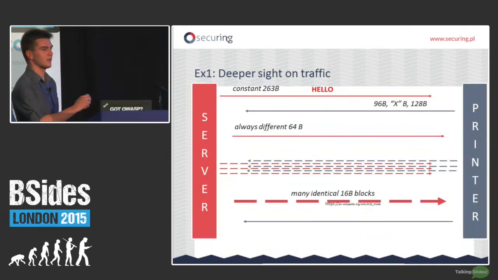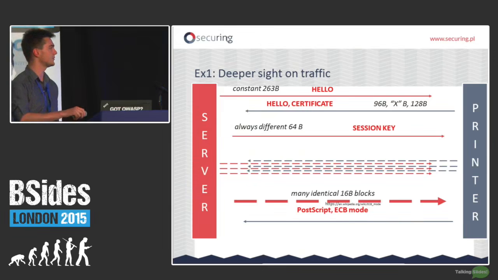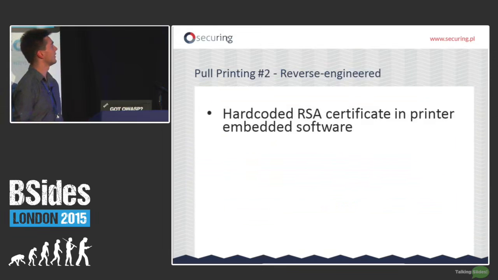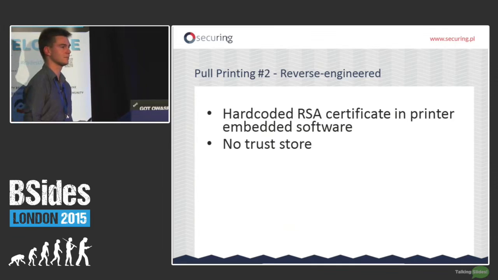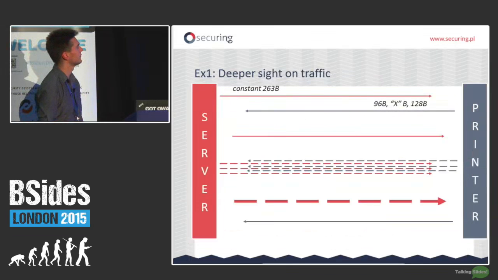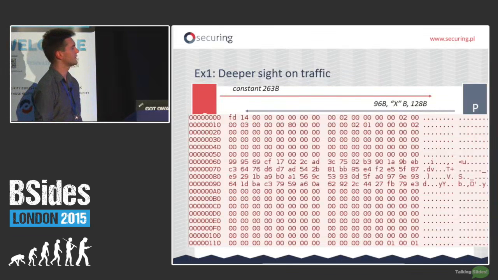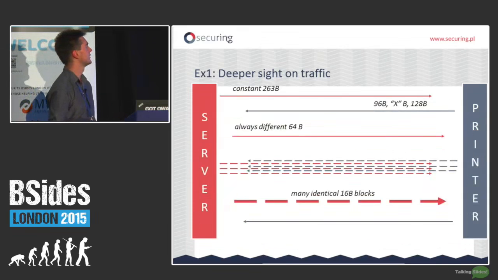Okay, so this was some kind of a hello message, then a hello certificate, a session key for the symmetric encryption side, and these were the PostScript print files encrypted in ECB mode of encryption. It was a very bad idea. We found hard-coded RSA certificates in the embedded software installed on the printer. On the server, there was no trust store. So a man-in-the-middle attack was possible just by changing this 512 bytes. Nonetheless, what would the key size be if it was 2,000 bytes or more?